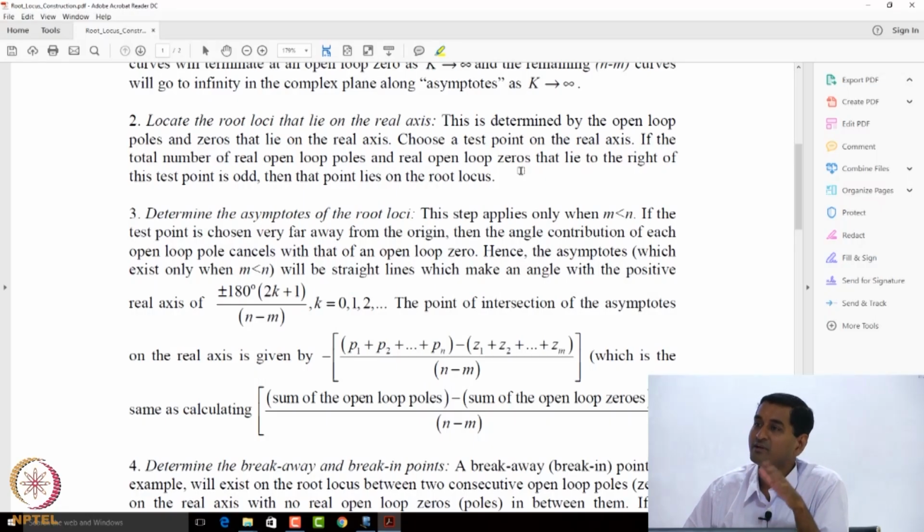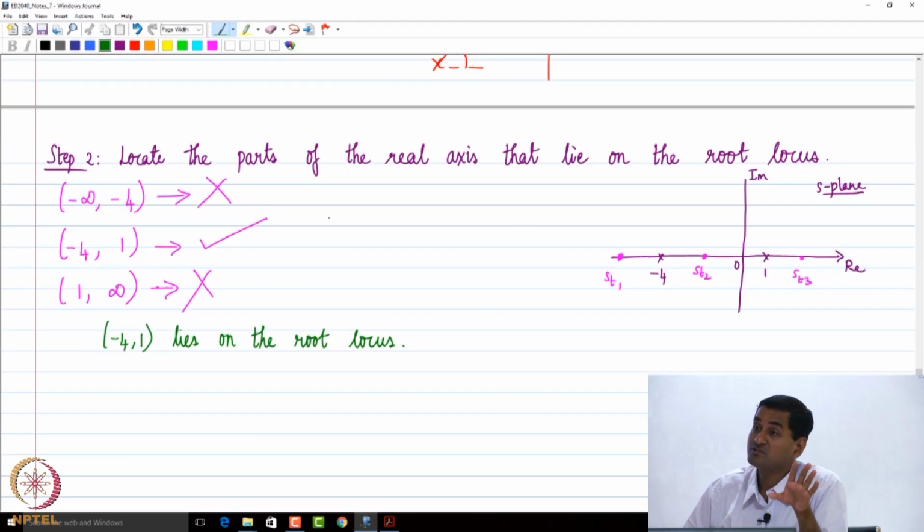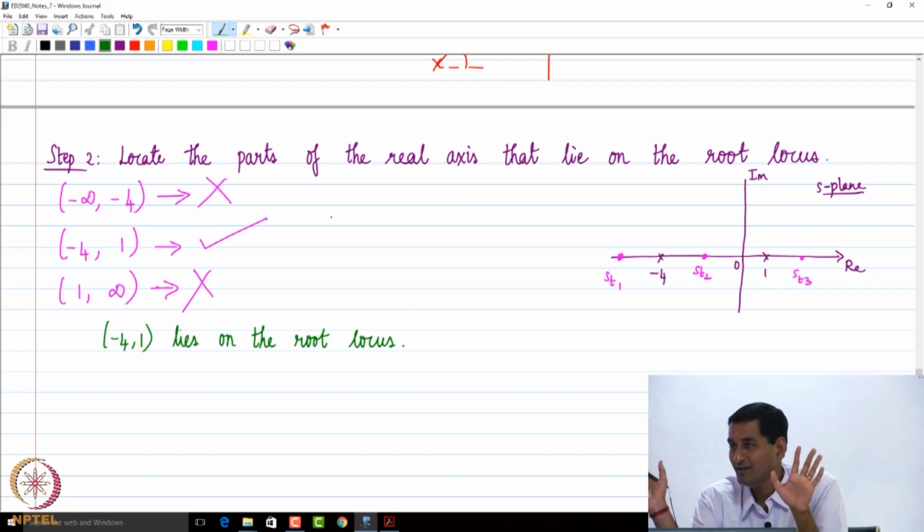Okay, so we are not worried about n and m here, because I am only looking at open loop poles and open loop zeros on the real axis. In this particular case, n happens to be 2 and both open loop poles lie on the real axis, but that need not be the case always, right? This condition, you just need to look at the fact that when you take a test point on the real axis, look towards the right and the count should be odd, okay?